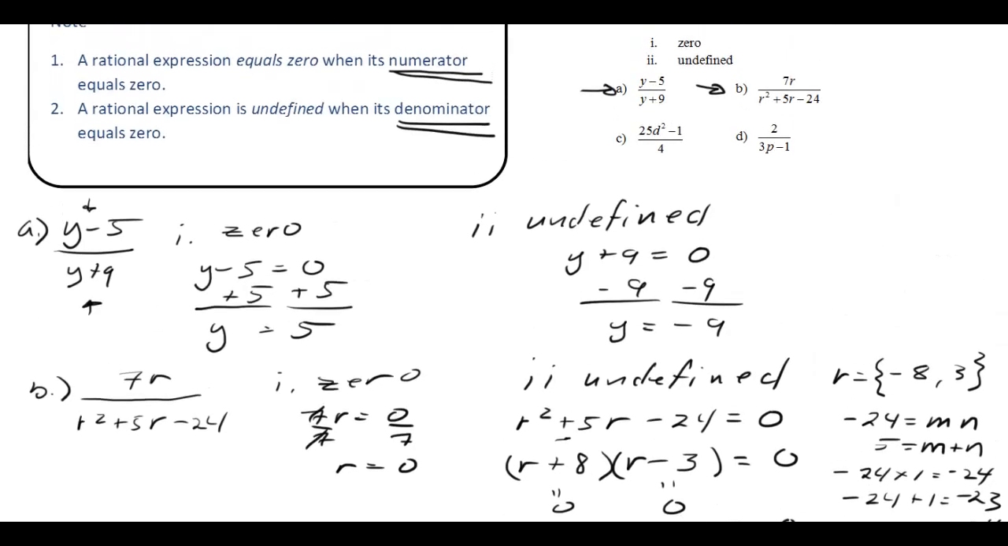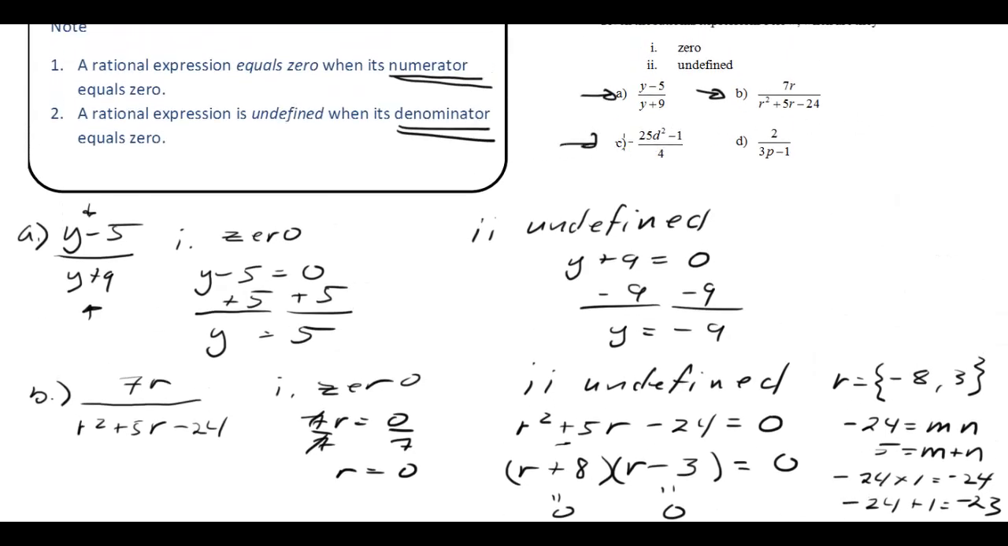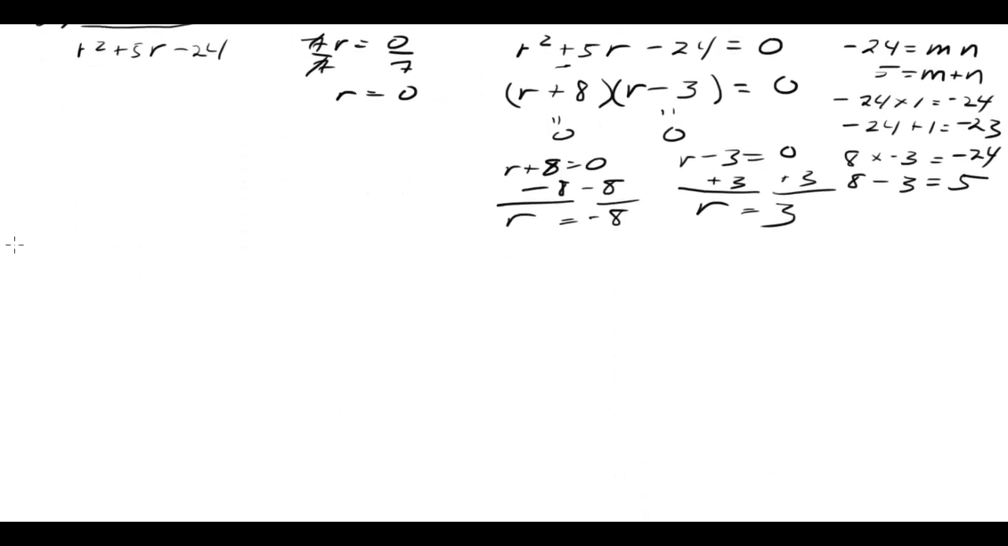Okay, what's the next one? C. 25. Oh, we just did C. No, we didn't. We didn't do C. Sorry, getting confused. C. 25d squared minus 1 over 4.